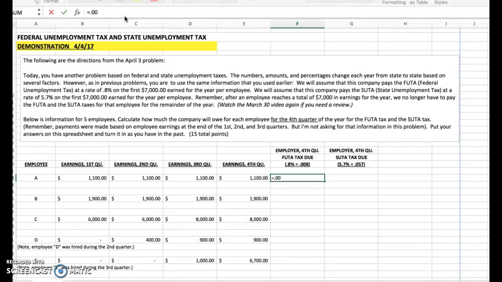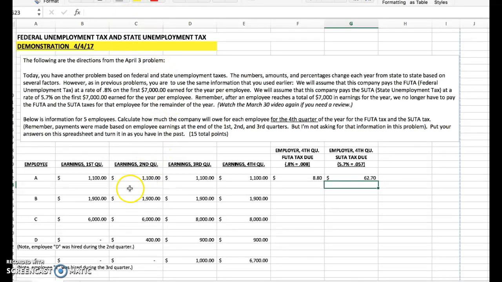So if I go 0.008 times $1,100, that comes to, the formula figured it for me, $8.80. Okay? I do the same thing over here. I'll create another formula. The decimal equivalent times, again, $1,100 equals $62.70. That's what we paid for this employee for the fourth quarter.